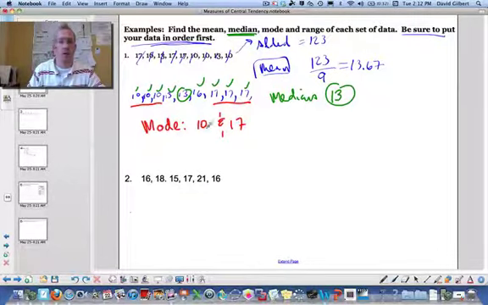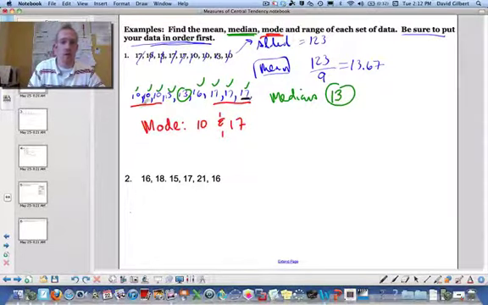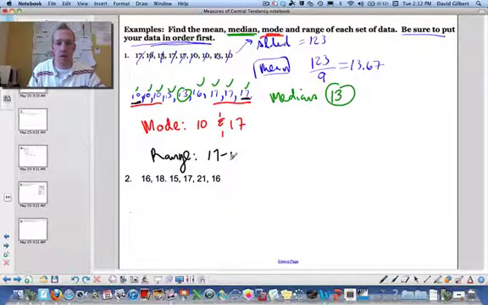And the range is equal to the largest minus the smallest. So our largest is 17, our smallest is 10. So the range is 17 minus 10, which is 7. So our numbers span from 10 to 17, that's a span of 7.